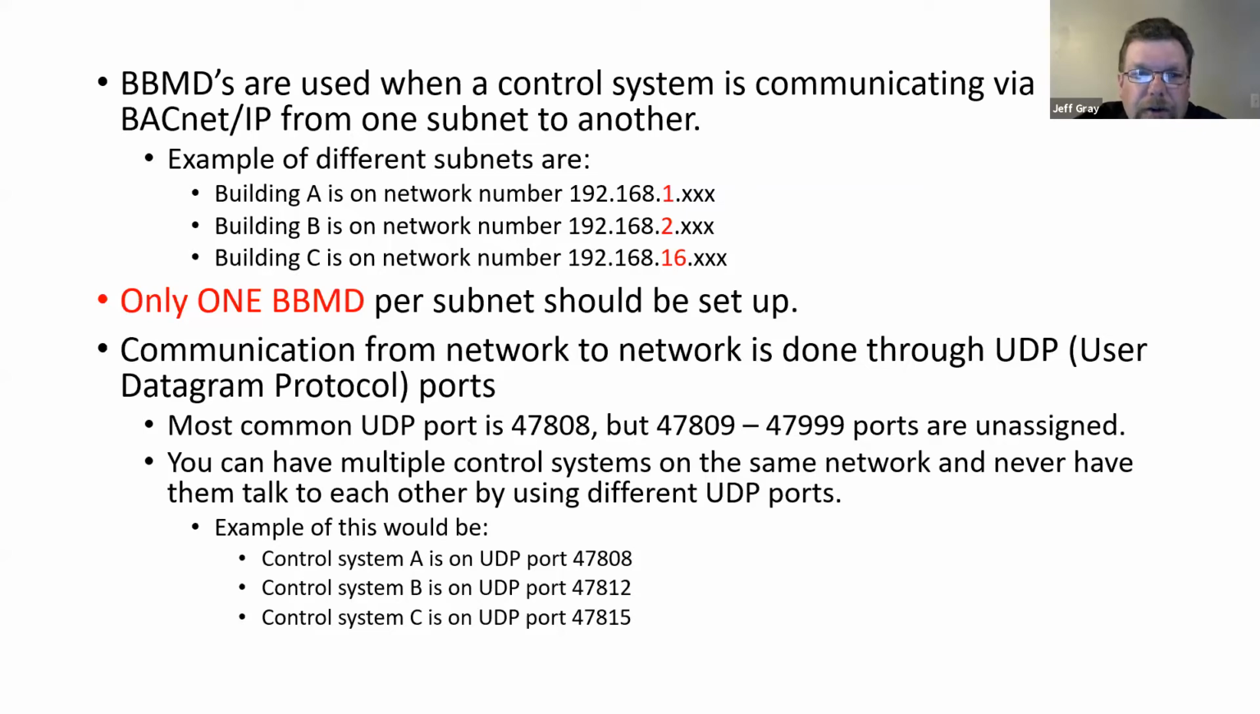So the example is building A is on network number 192.168.1.xxx, and .xxx is the number of the device that's on that network. Building B is on network 192.168.2 and building C is on network number 192.168.16. Always keep in mind that only one BBMD can be used per subnet, per network.